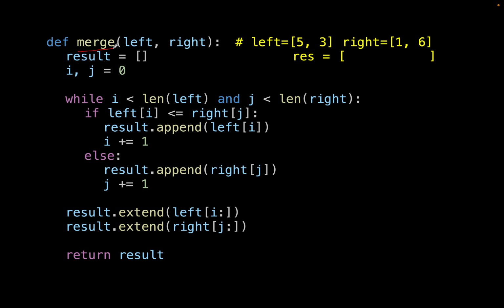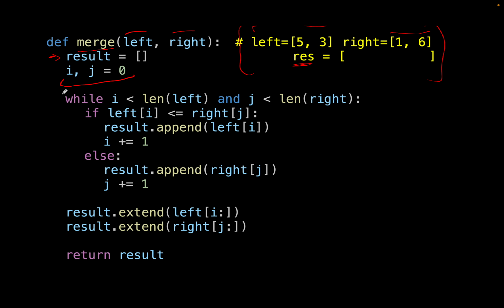Let's talk about the merge function now. The work of the merge function is to merge back the divided arrays in sorted order. We have two positional arguments, left and right, and we have a result array where we will store the merged elements. And we have i, j to represent the indices of the left half and right half respectively. We have this example here. Let's suppose we have a left array of 5, 3 and a right array 1, 6, and we will store the merge result in this result array.